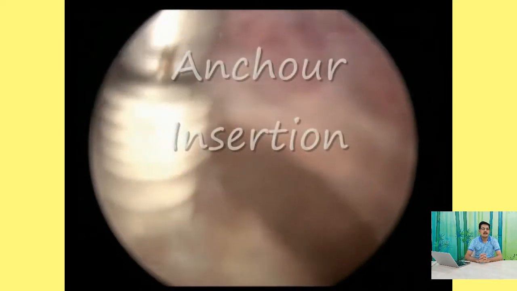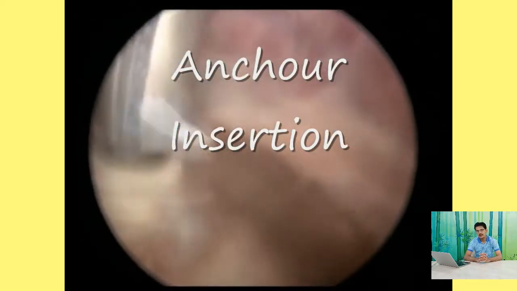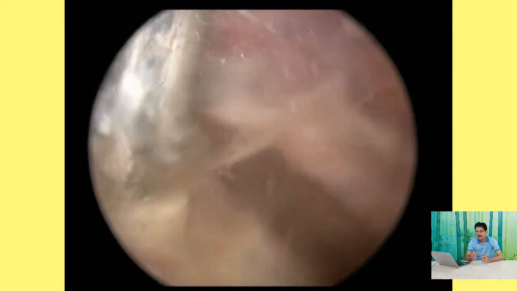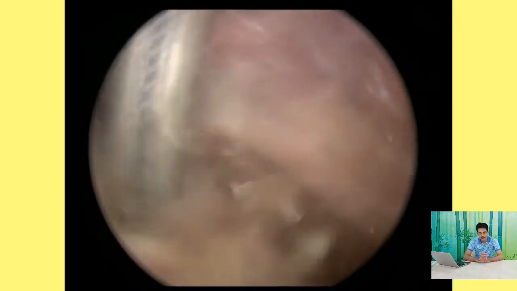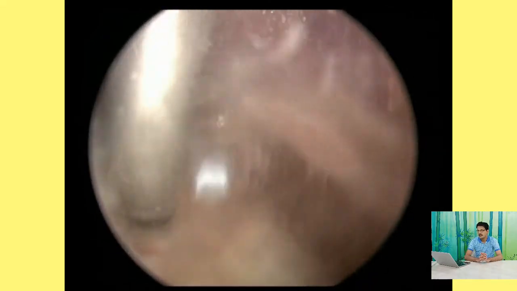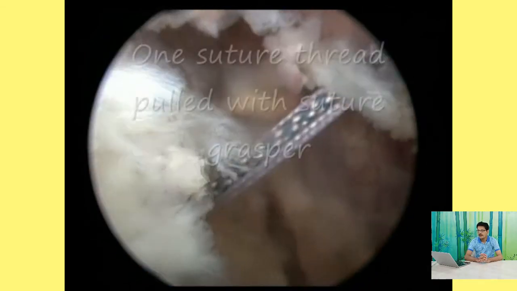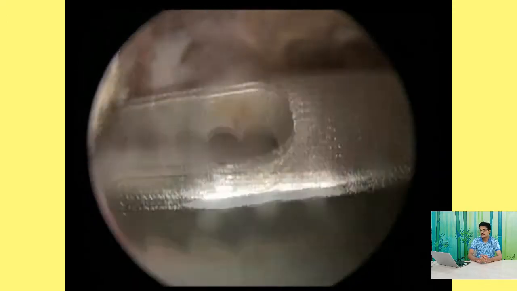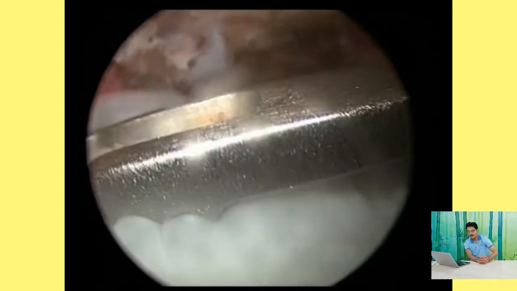This helix anchor is a cortico-cancellous anchor with differential pitch, so it has cortical threads and cancellous threads, and it is a double loaded anchor, and we insert this anchor at the level, and then we will use an antegrade kind of suture passing device. In this case we are using a Scorpion suture passing device.